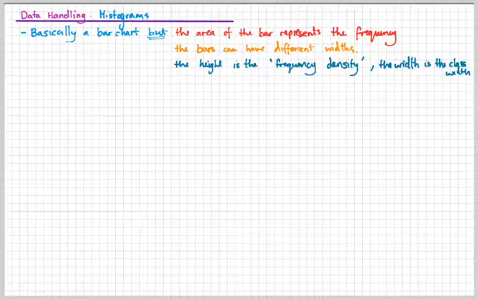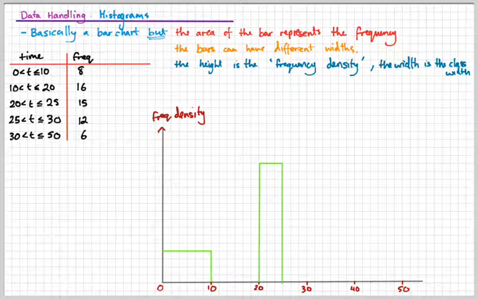This will all make a bit more sense when we do some examples. So we'll look at this question. This is what your sheet looks like. We have a table and some bars from a histogram. The important thing to remember is that the area represents the frequency. So, what are we looking for? We're going to complete this diagram. So basically we just need to draw some rectangles in this question.